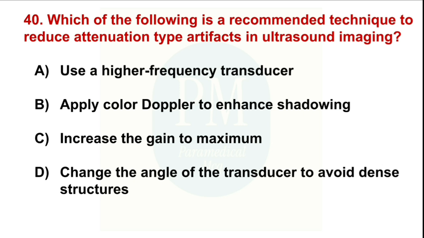Which of the following is a recommended technique to reduce attenuation type artifacts in ultrasound imaging? Option A, use a high frequency transducer. Option B, apply color Doppler to enhance shadowing. Option C, increase the gain to maximum. Option D, change the angle of the transducer to avoid dense structures. The correct option is option D, change the angle of the transducer to avoid dense structures.